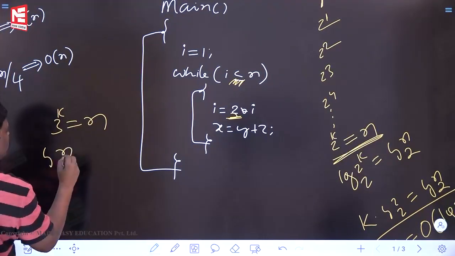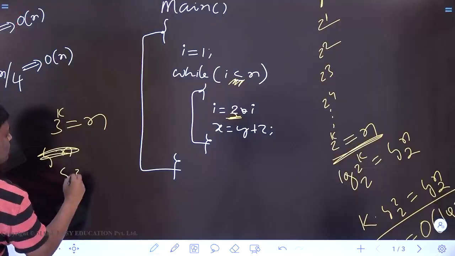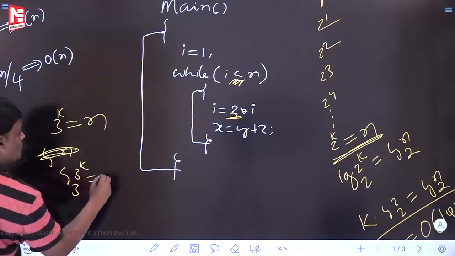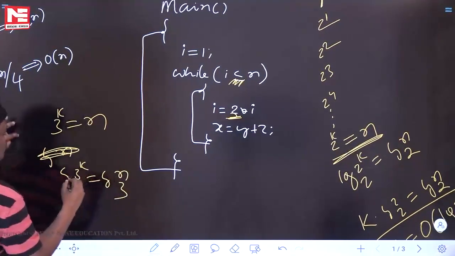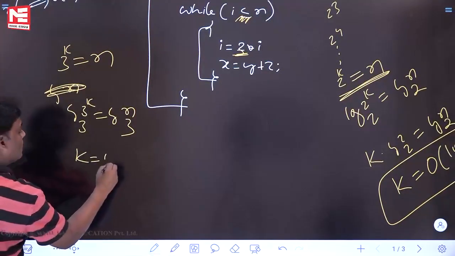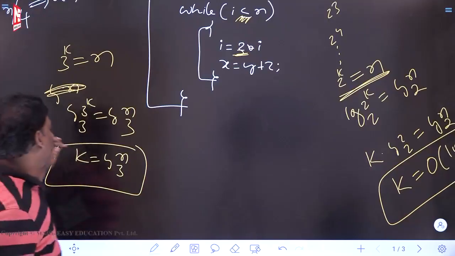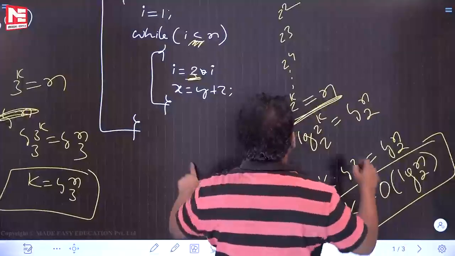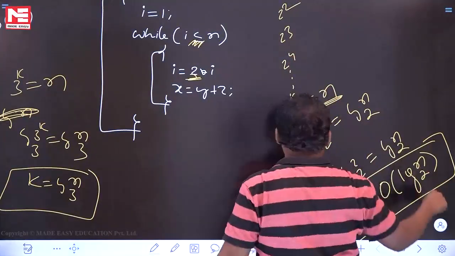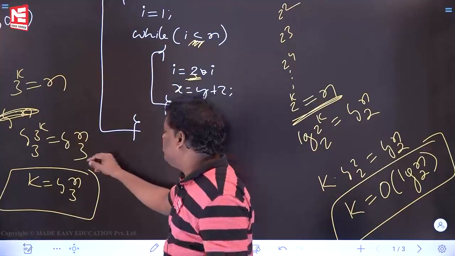Next one, log, let me write now. Log 3 power k base 3 is equal to log n base 3. Finally, k is equal to log n base 3. Same answer. K is equal to log n base 3. If you always multiply by 2, log n base 2. If you always multiply by 3, log n base 3.